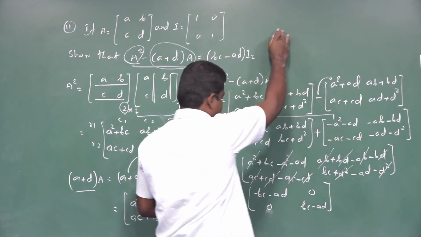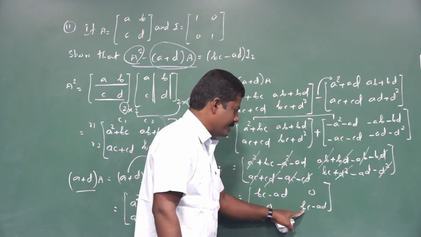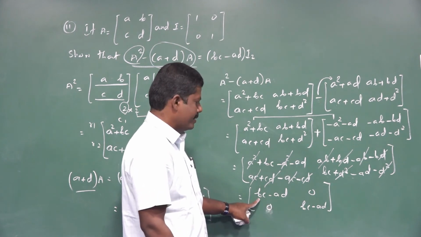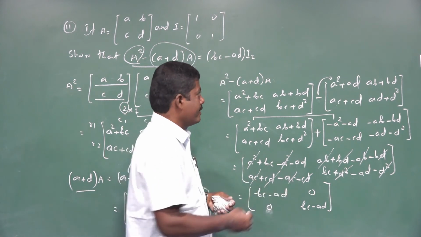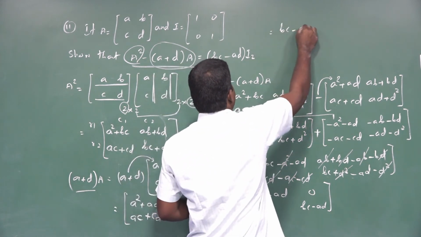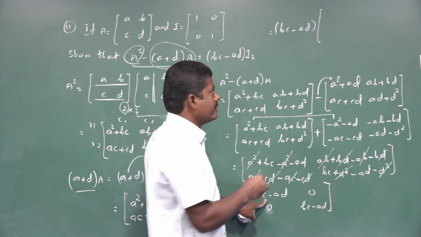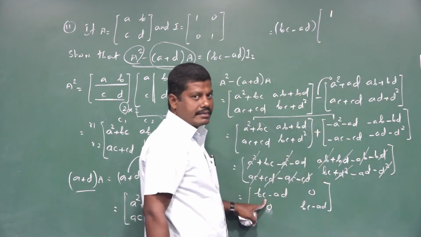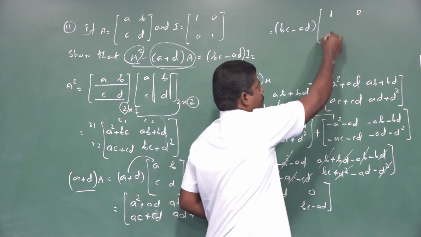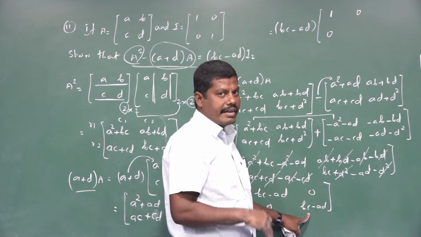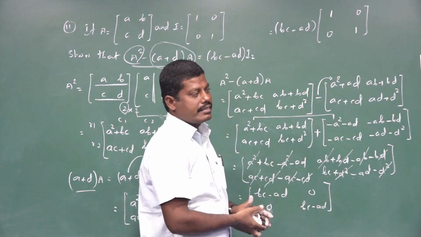I'm going to write here, listen. In this step, BC minus AD, commonly we can take outside. What do we get? When BC minus AD goes outside, there is 1 here, 0 here, and 0 here also. BC minus AD we have already taken outside, so there is also 1. Understand?